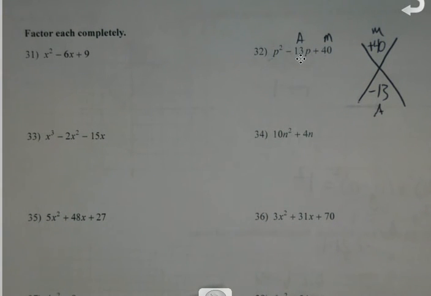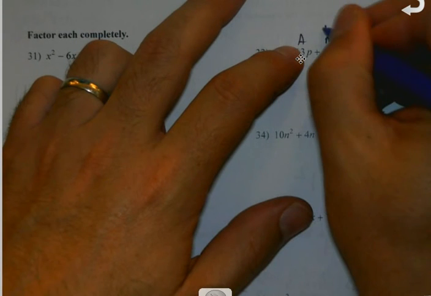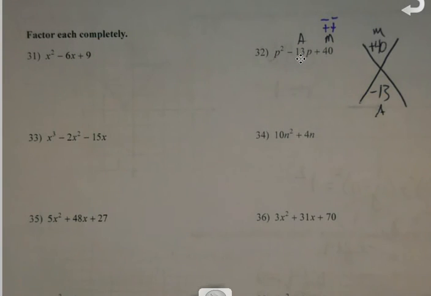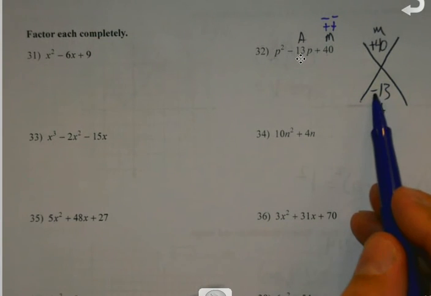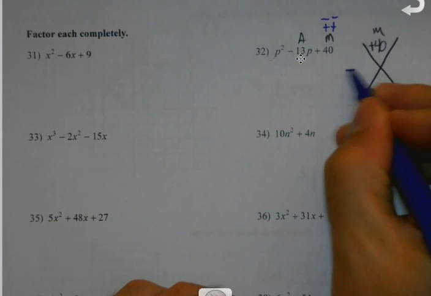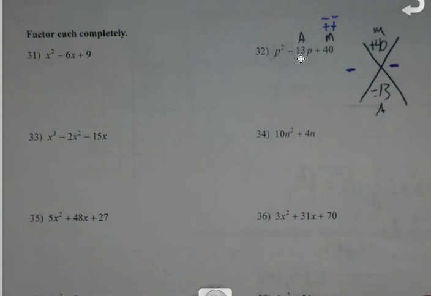Well, what do you mean? Multiply to get a positive. I have 2 choices: 2 positives or 2 negatives. So how do I know? I look at this number. This says negative, so these are both negative. So I need 2 numbers that multiply to 40 and add up to 13.